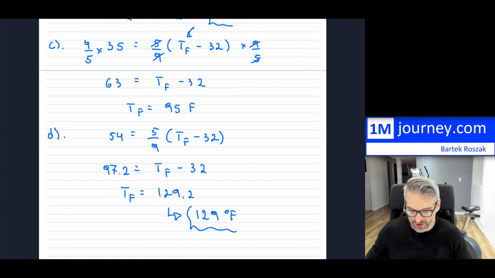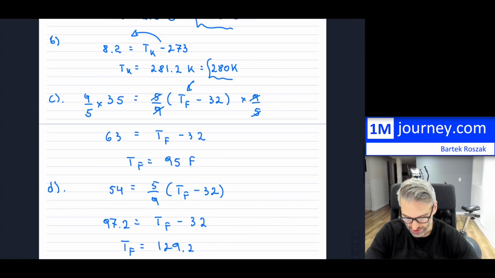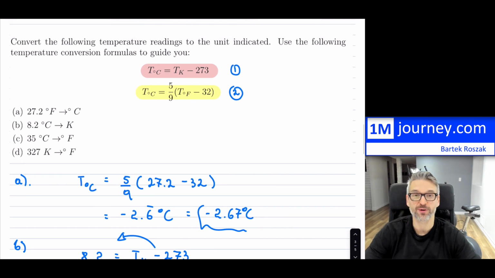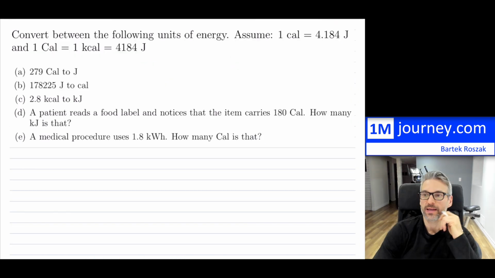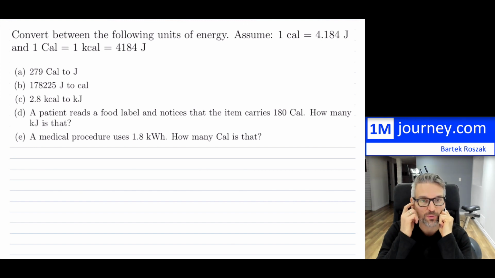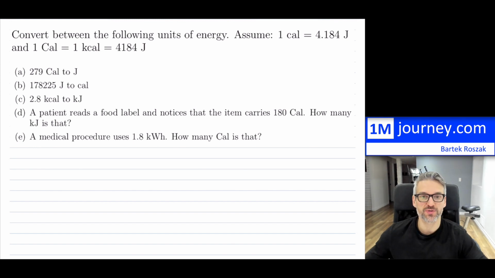All right, so those are the examples in terms of converting and getting comfortable with moving temperatures back and forth. All right, so that is it for this one. Here's the last example. So we want to do some more conversions. Now this is for units of energy, and we're going to assume that 1 calorie is equal to 4.184 joules.